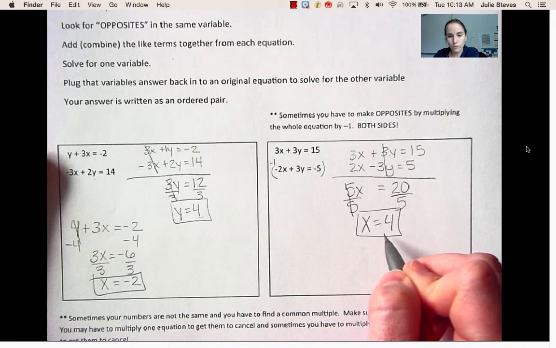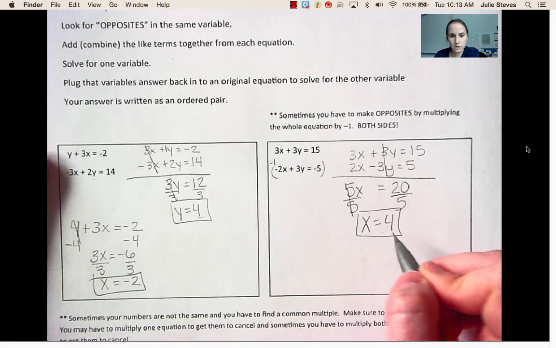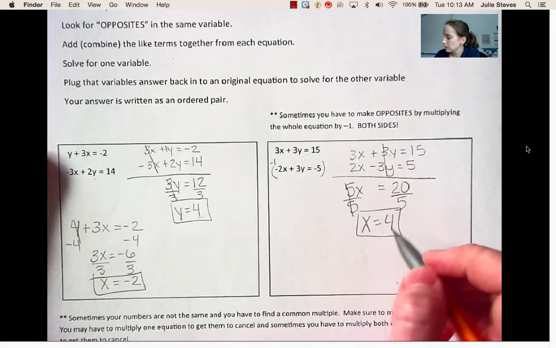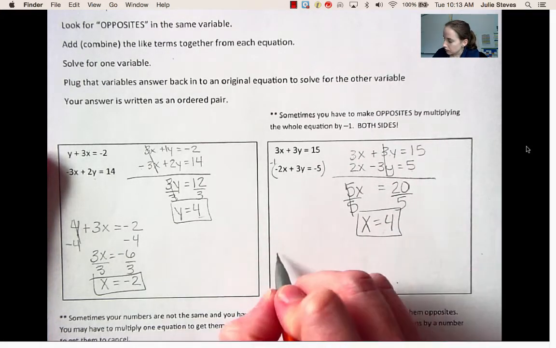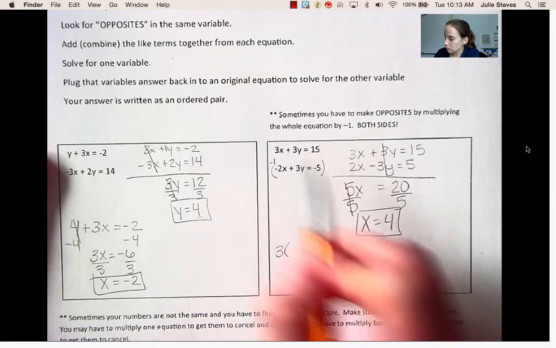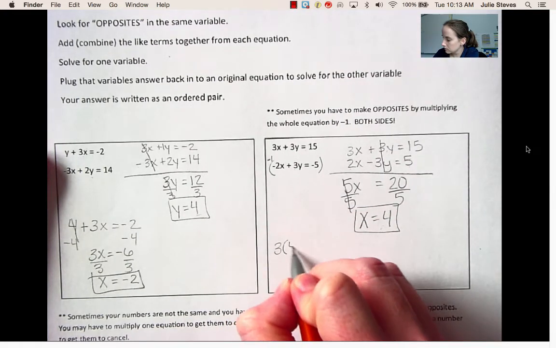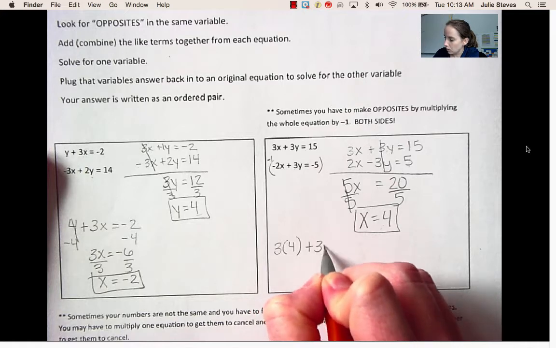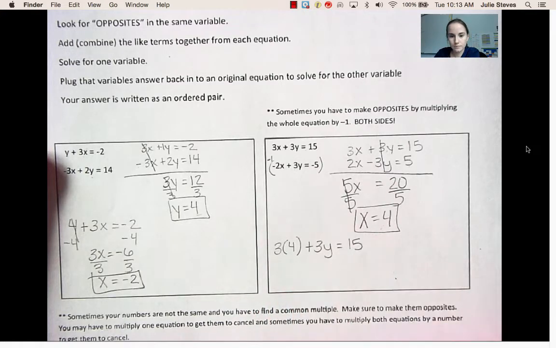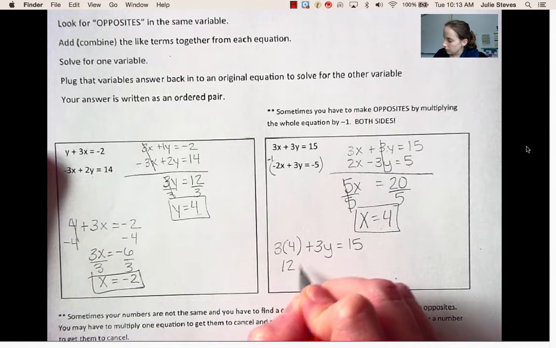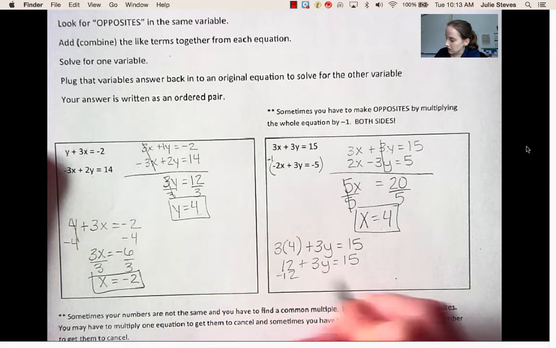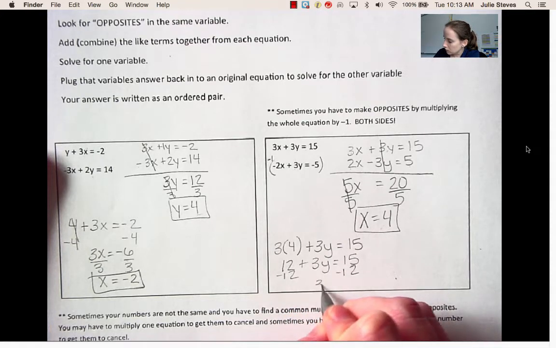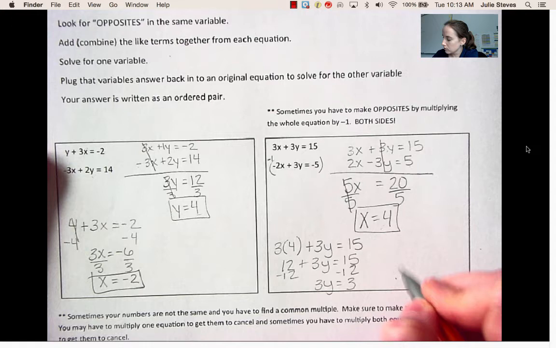Plug back in your 4. Some students stop here. Don't stop here. You've got to get the y value too. Plug back in the 4. I'm going to use the first equation. So I have 3 times x, which I found to be 4, plus 3y equals 15. 12 plus 3y equals 15. Take the 12 to the other side. 3y equals 3, and therefore y equals 1.